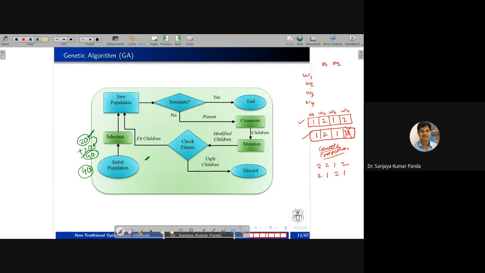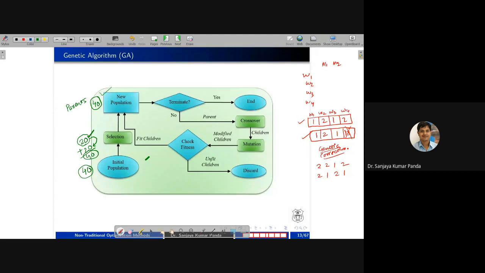After that we reach the new population, and the process of genetic algorithm actually iterates from the new population. After taking 40 in the new population, we call these 40 as parents. Then we first check the terminate condition. What do we mean by terminate condition?